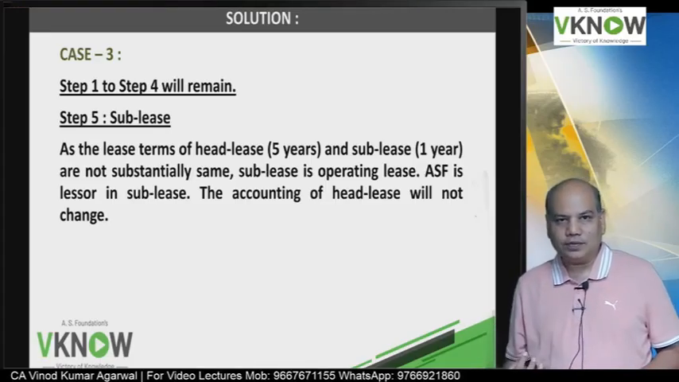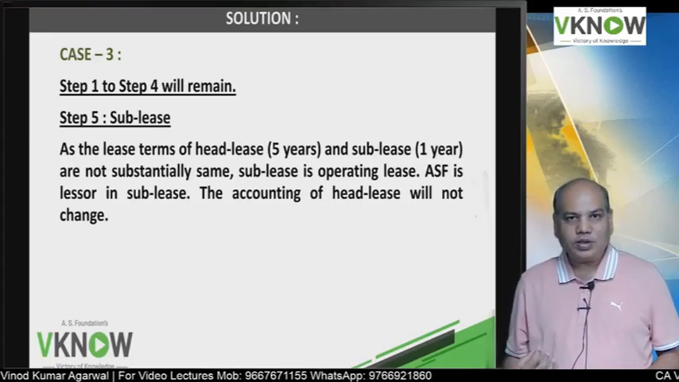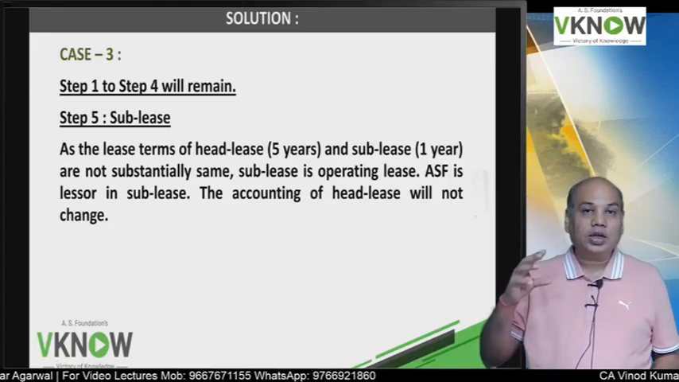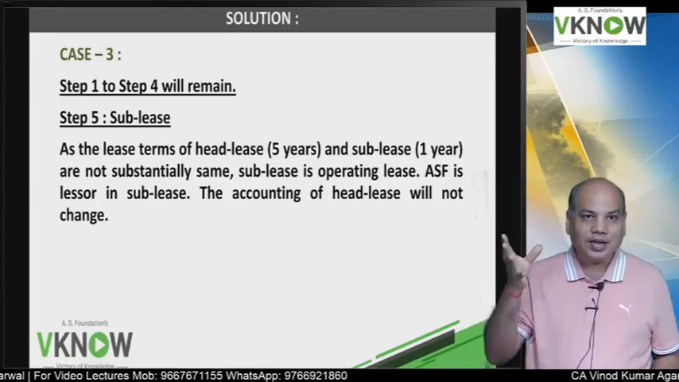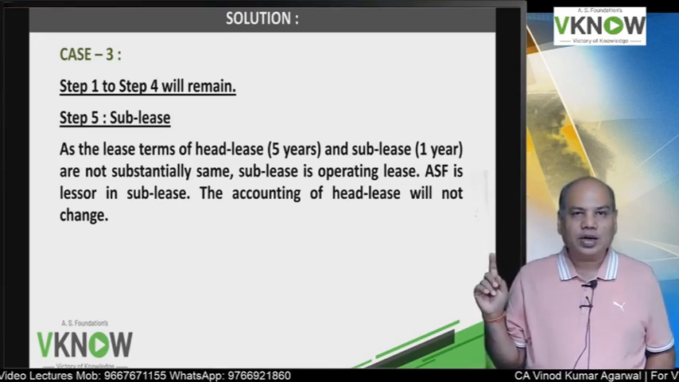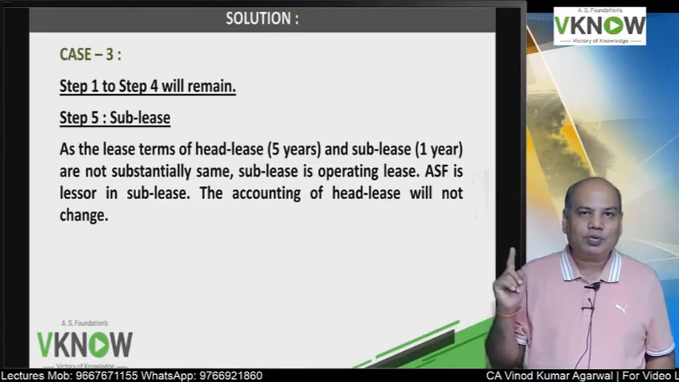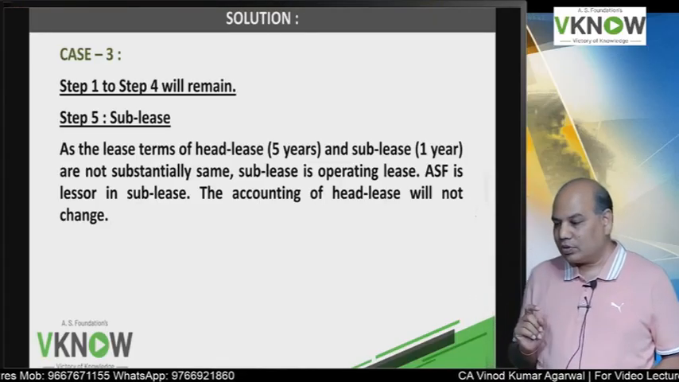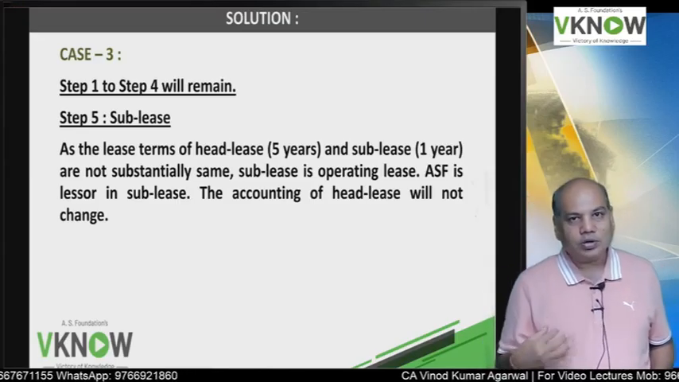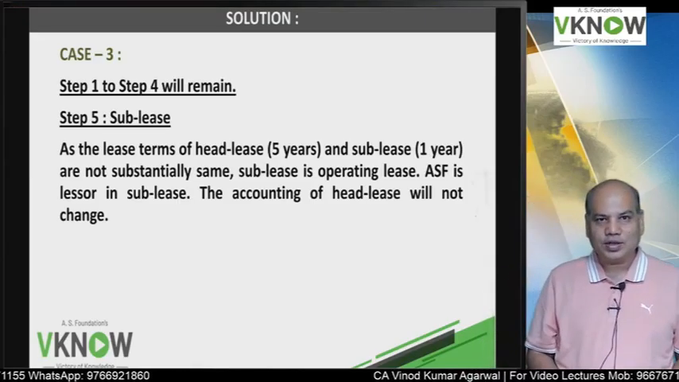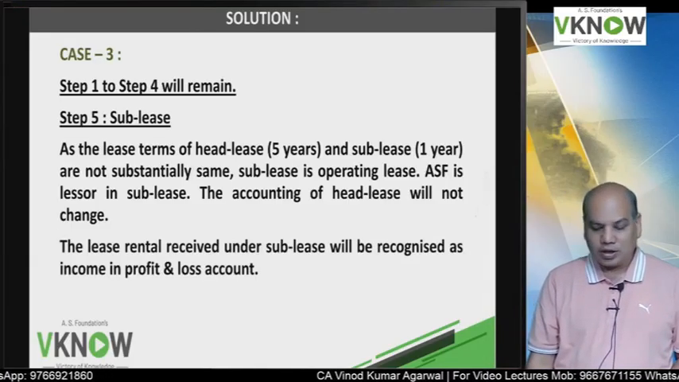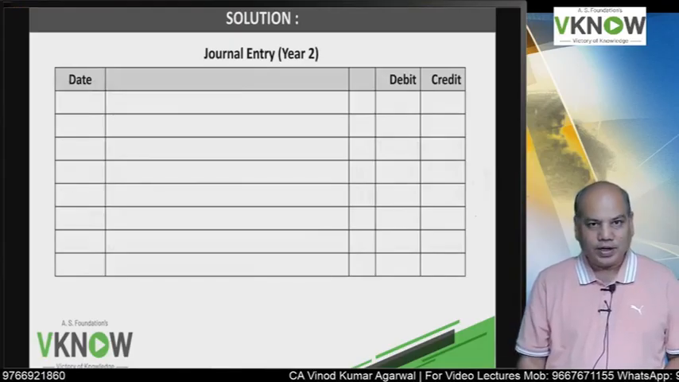Whenever you receive the lease payment from the sublessee, you are going to transfer it to the profit and loss account, and the accounting of the head lease, the main lease, will not change at all. On the head lease you will continue to provide depreciation also. Why will you continue to provide depreciation on the head lease? Because I am not going to derecognize the ROU asset. Very good. So lease rental received will be recognized as income. Accounting of the head lease continues.